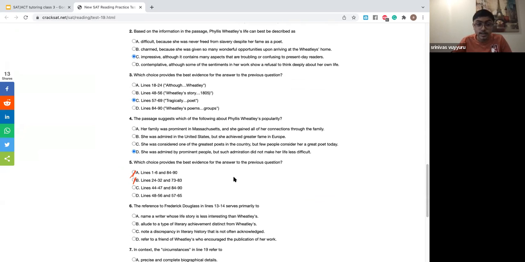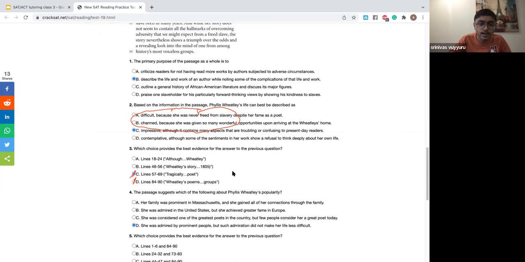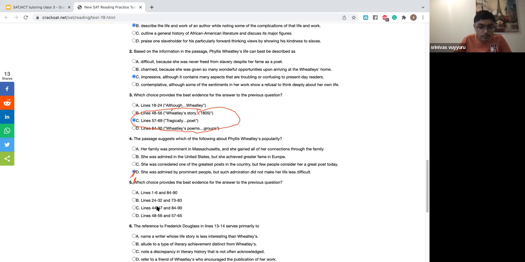C, lines 44 to 47. So lines 44 to 47 talk about how since Phyllis was really good at these subjects, the Wheatleys gave her more freedom to learn. That isn't what the answer to our previous question was. So we can immediately cross that one out. So you have A, B, and C crossed out, and by process of elimination, it should be D.